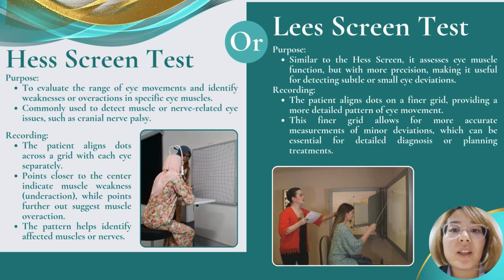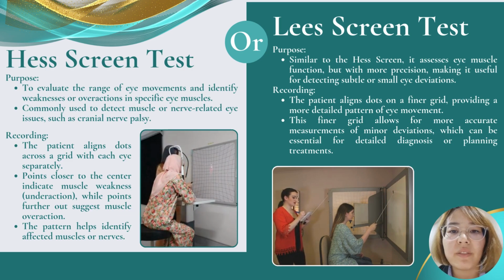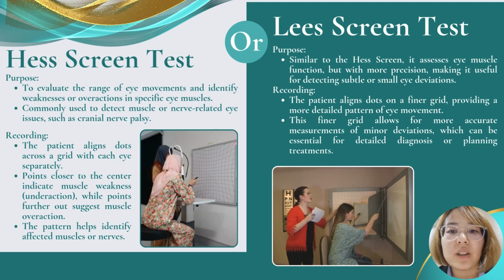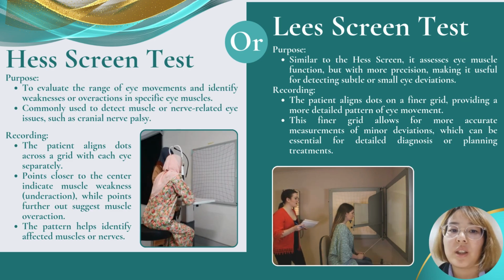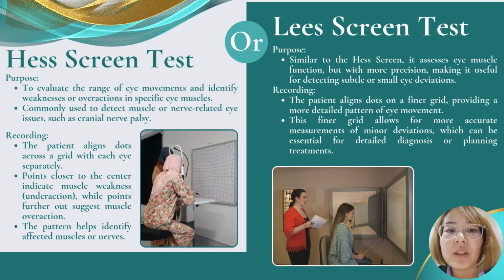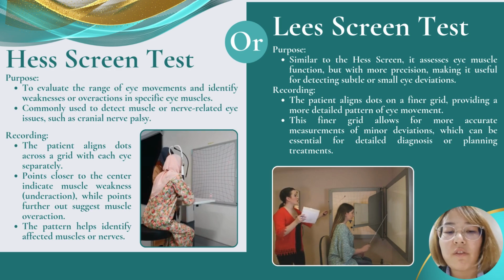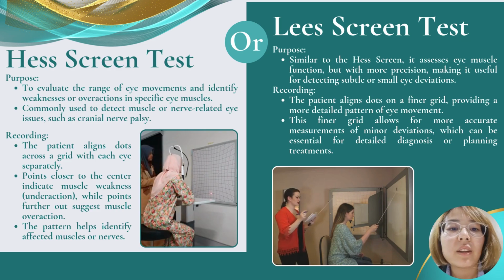Similar to the Hess screen, the Lees screen test evaluates eye muscle functions, but with a focus on higher precision. This test is excellent for detecting subtle or minor deviations that may not be visible in the broader grid of the Hess screen. During the Lees screen test, the patient aligns dots on the finer grid, creating a more detailed pattern of eye movement. This finer grid enables more accurate measurements of even the smaller deviations, which can be crucial for detailed diagnosis or treatment planning.